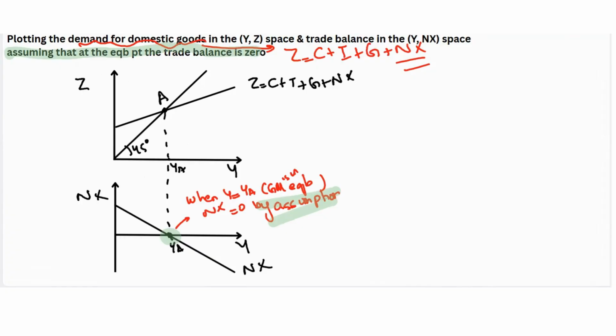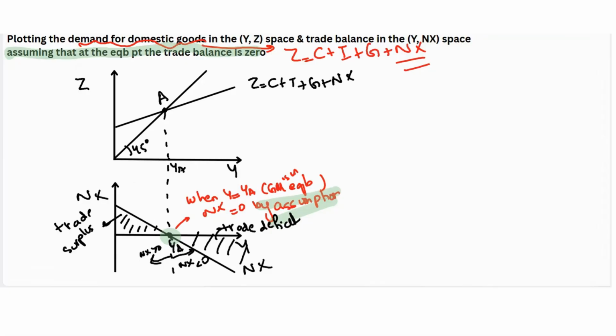Moving forward, this is where NX is 0. If we go to the left of YA, NX is greater than 0. We have a trade surplus. To the right of it, NX is less than 0. We have a trade deficit.